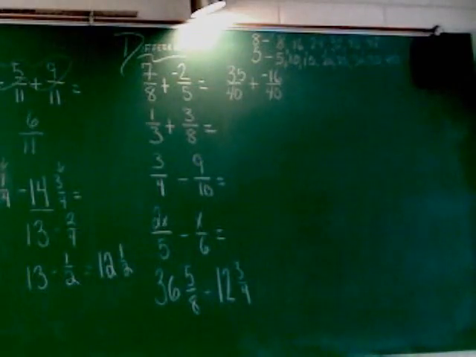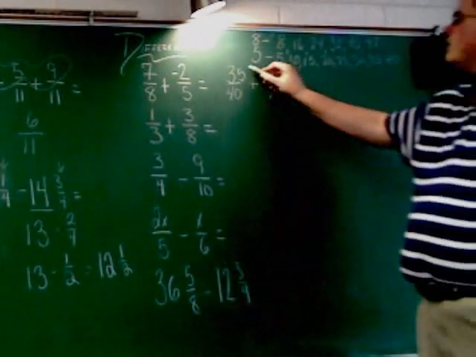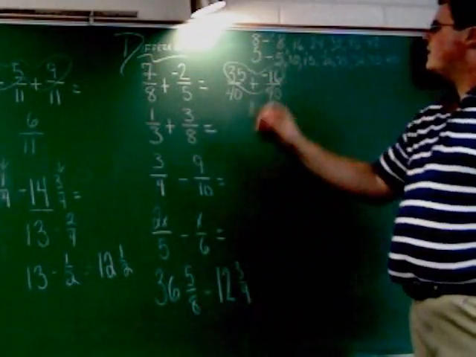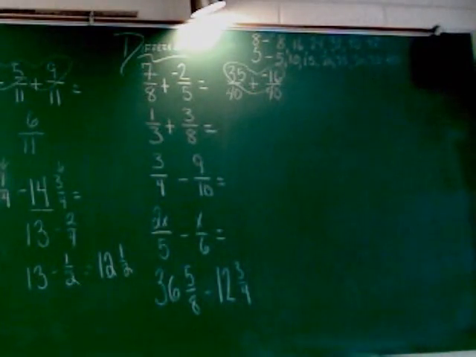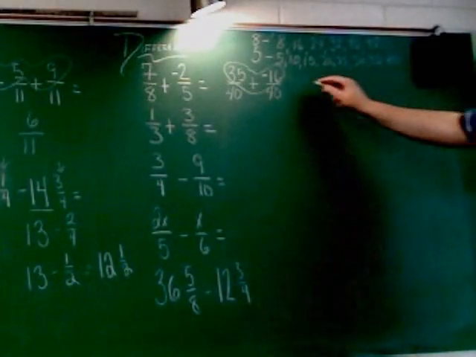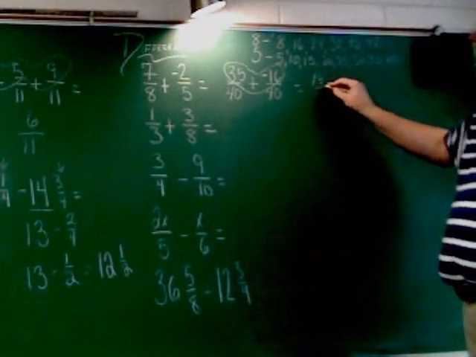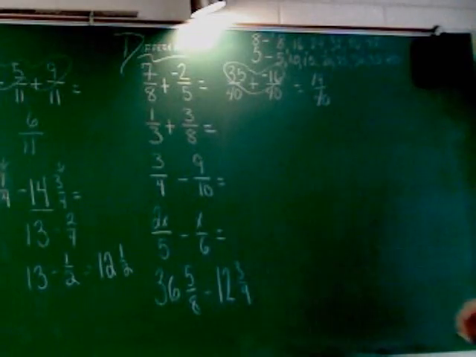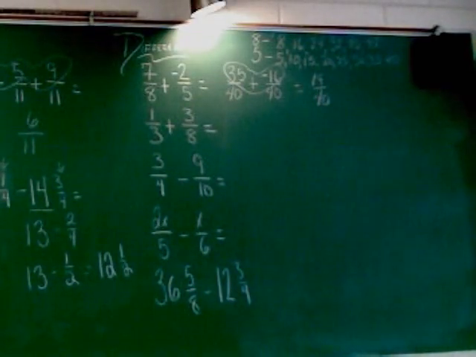So, now I've got common denominators. Now I can do exactly what I was doing over there. 35 plus negative 16. Well, 35 plus negative 16 gives me 19. You've got 19 fortieths.